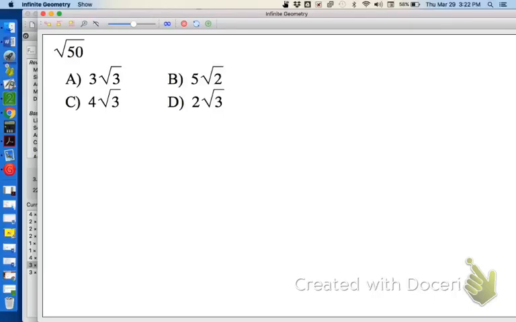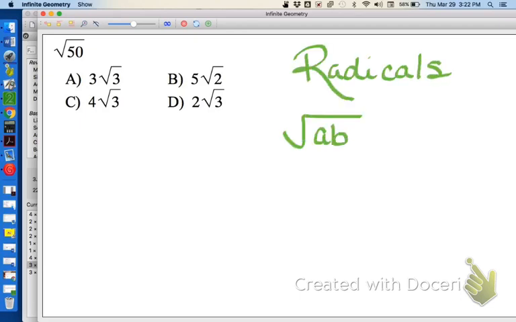Okay, so in this video we're going to look at simplifying radicals. We've been doing this for a couple weeks, Landon, so I just want to make sure you understand that anytime you have a number underneath a radical sign like this, you can take it and break it down into different factors. For example, you can separate out the products here.